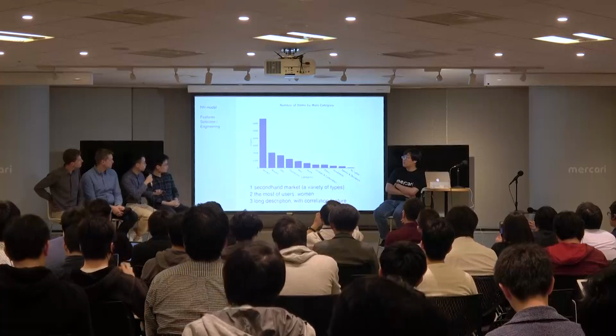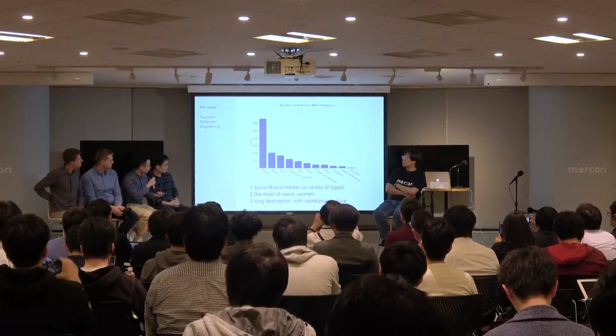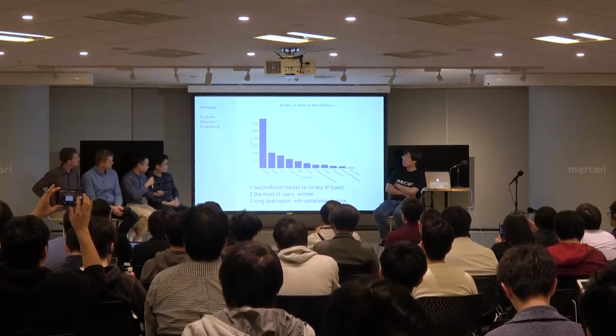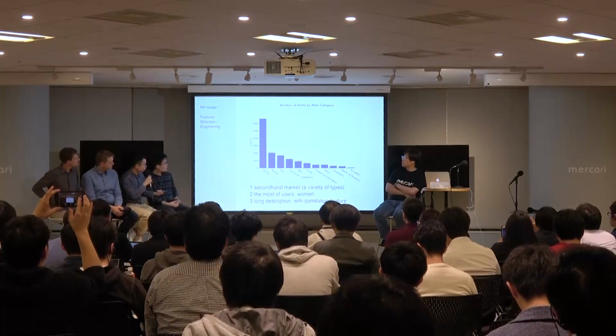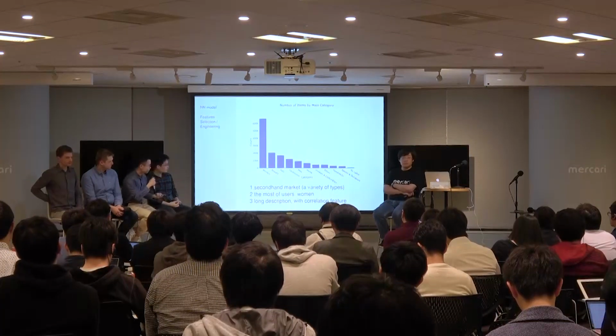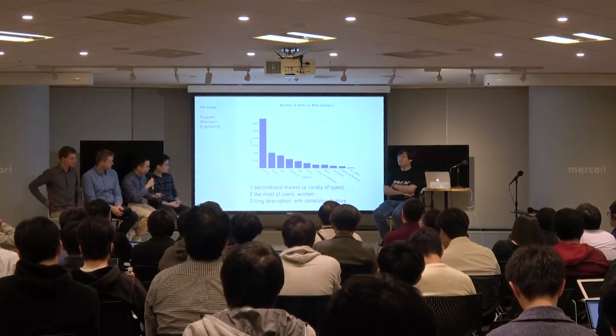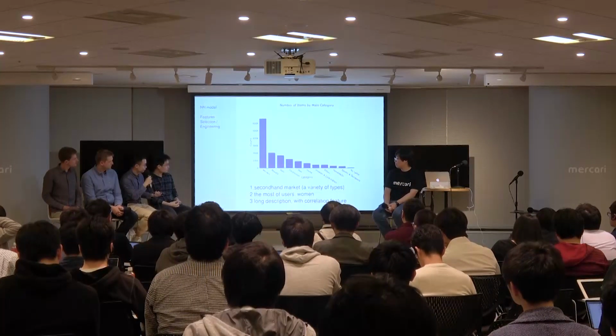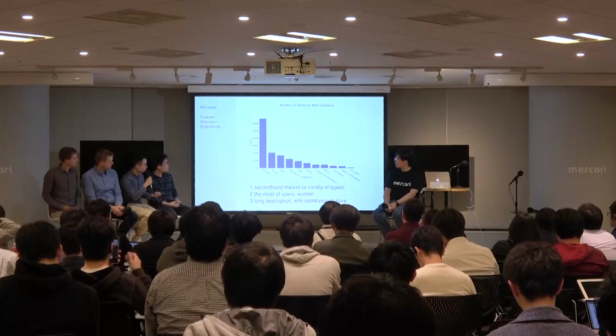Let's take a glimpse of the picture. You can see the items are mostly about women and beauty. It's a second-hand market with long descriptions and correlated features. So that's why the factorization machine works very well.